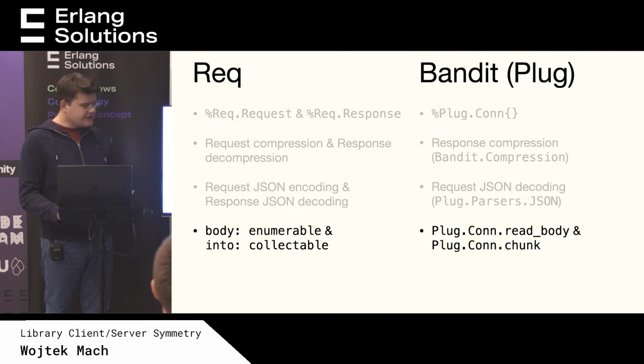But finally, I'm not going to go into details, but very briefly about streaming. In Rec, we can set the body option to enumerable. So that's anything that implements the enumerable protocol. This is how we stream data in Rec. And then for handling response streaming, we use the collectible protocol. There is an into option, and you can collect into kind of anything. There is a protocol, you can implement it for different data structures. So that's a way to extend Rec with your own things without changing Rec.